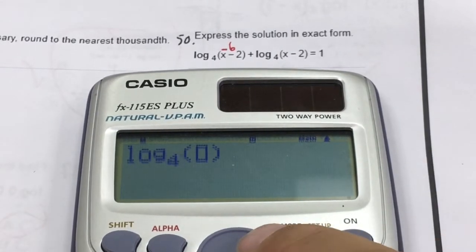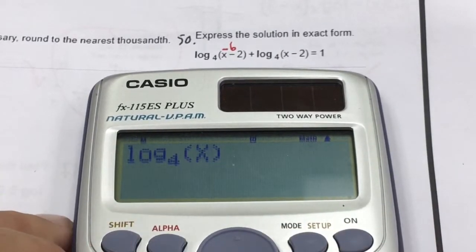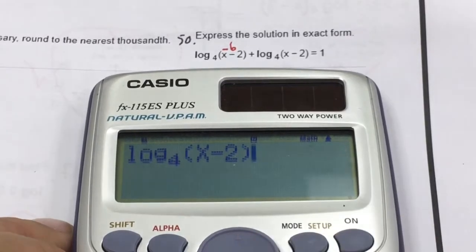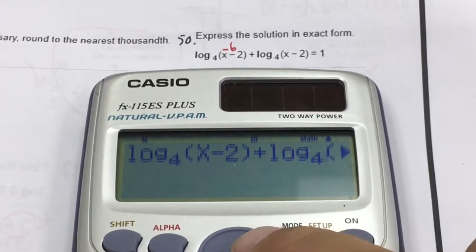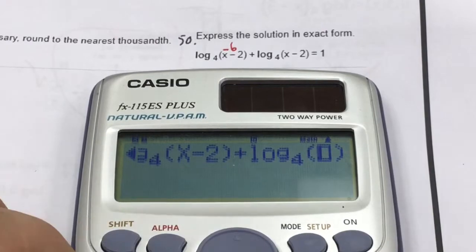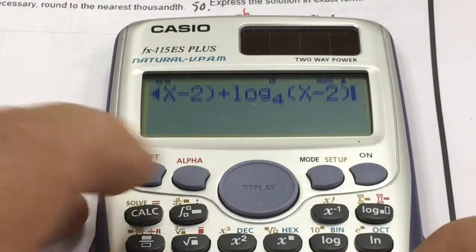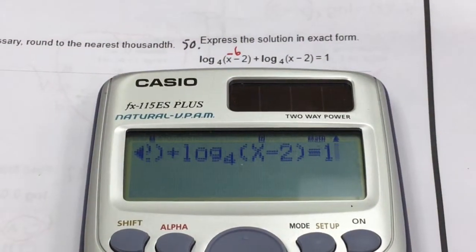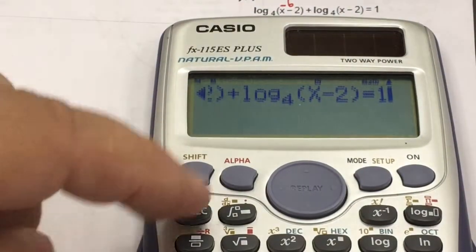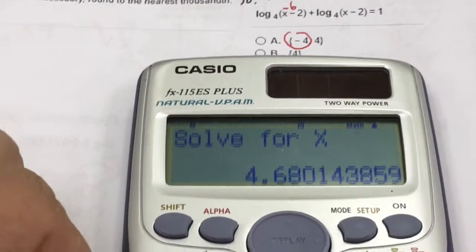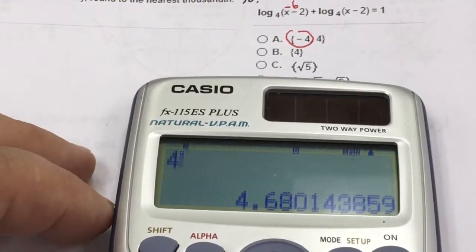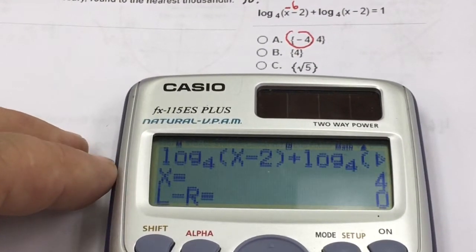I'm going to type it in just like it looks. Log base 4 of alpha red x minus 2, right arrow, plus log base 4, right arrow, alpha red x minus 2, right arrow. Don't hit the equals button, hit alpha red equals. 1. Don't hit the equal sign. Hit shift solve. I'm going to guess at 4. I hope it's right. If I get some weird decimal, it's probably root 5. Oh, right on 4, right away. So it's going to be 4. It's nice when they give you those guesses.